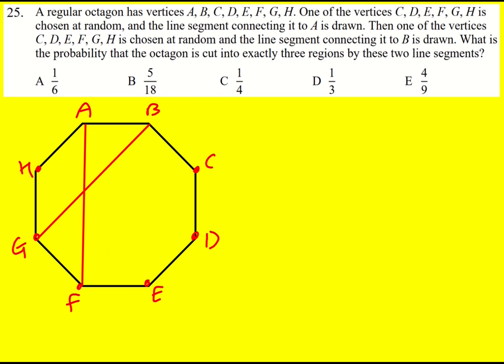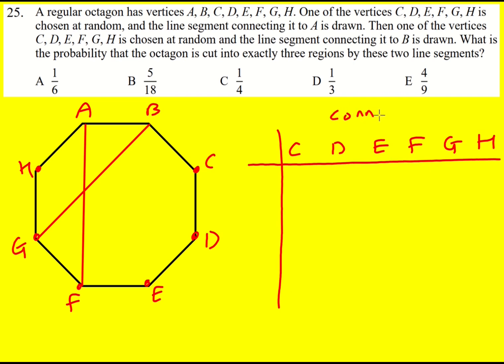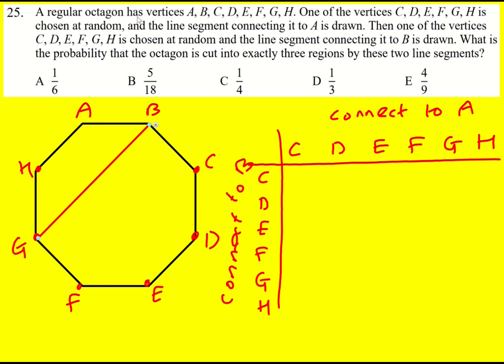We've just got to work our way through this carefully, I think. And I decided to draw a sample space. So all the possibilities that I could connect to A to start with, C, D, E, F, G, H. And then the same, C, D, E, F, G, H down here. This one is connecting to B. Right, so first up then, let's connect C to A.